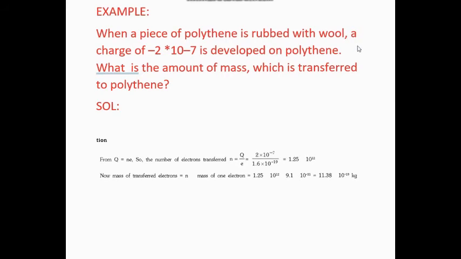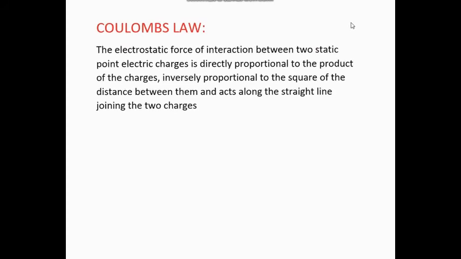Now let us move further and know the statement of Coulomb's law and an example based on Coulomb's law. What is the statement of Coulomb's law? The electrostatic force of interaction between two static point charges is directly proportional to the product of the charges and inversely proportional to the square of the distance between them and acts along the straight line joining the two charges.